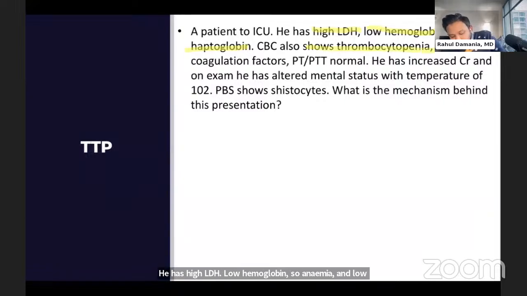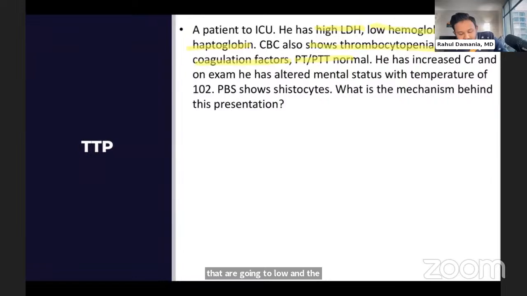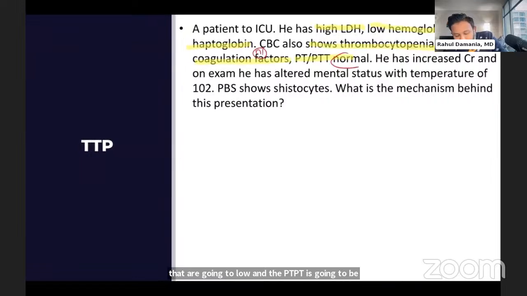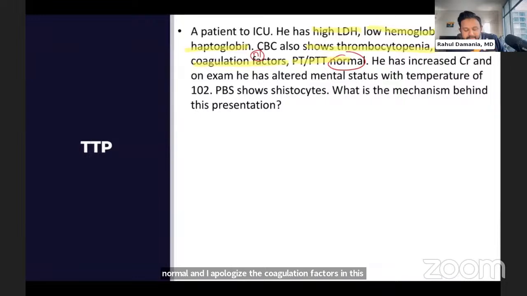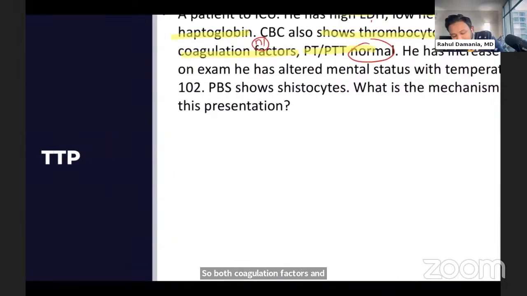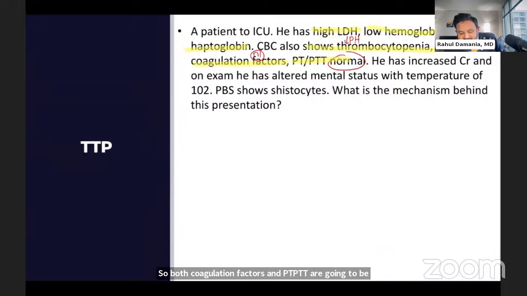CBC shows thrombocytopenia with coagulation factors that are going to be low, and the PT-PTT is going to be normal. And I apologize, the coagulation factors in this pathology are normal. So both coagulation factors and PT-PTT are going to be normal, but the platelets are going to be low. He has increased creatinine on his lab exam, and when you examine him, he has altered mental status and a temperature of 102. His peripheral blood smear shows schistocytes.